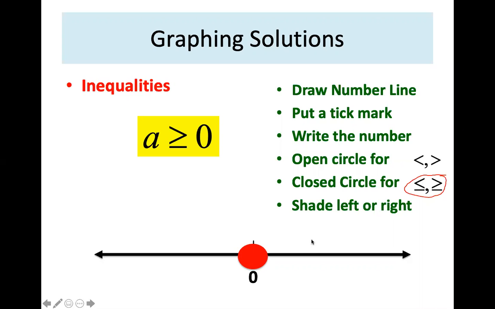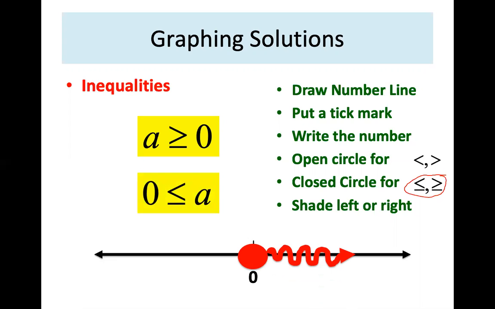To find out which side we shade, left or right, we read it from variable to number, variable to number. So this says A is greater than or bigger than 0. So all the solutions are bigger than 0. Where are the numbers that are bigger than 0 on a number line? Well, they're to the right.